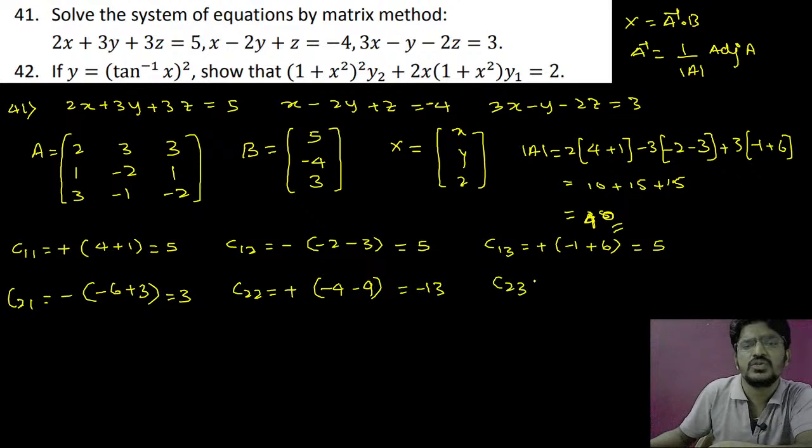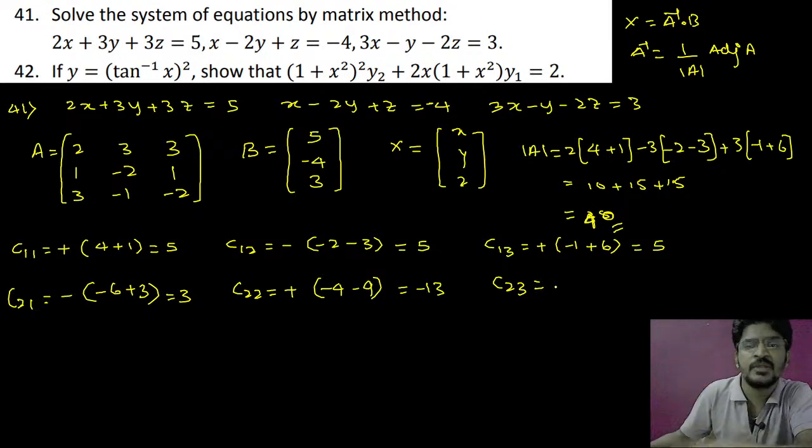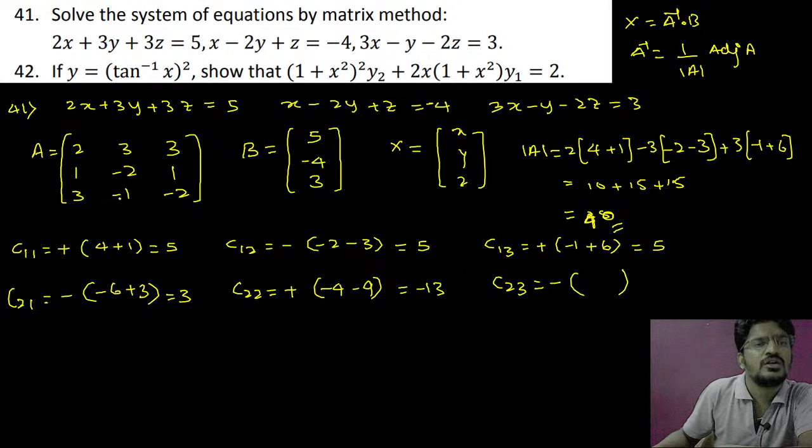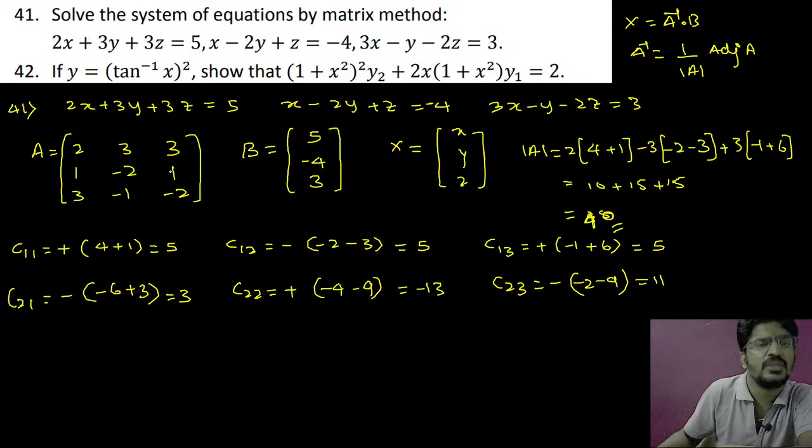Okay. Now C23. Cross check C22 once: 2 into minus 2 is minus 4, write minus sign, 3 into 3 is 9, okay, minus 13. Now C23, write minus sign. Here 2 into minus 1 is minus 2, 3 into 3 is 9, so write minus 9, minus 2 minus 9 is minus 11, minus into minus is plus 11. So cross check this C23: 2 into minus 1 is minus 2, 3 into 3 is 9, so that is minus 11, minus into minus is plus 11.